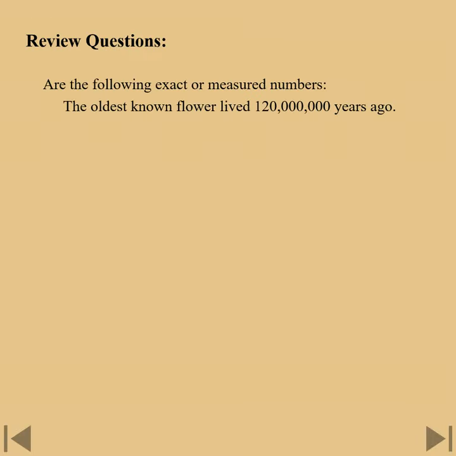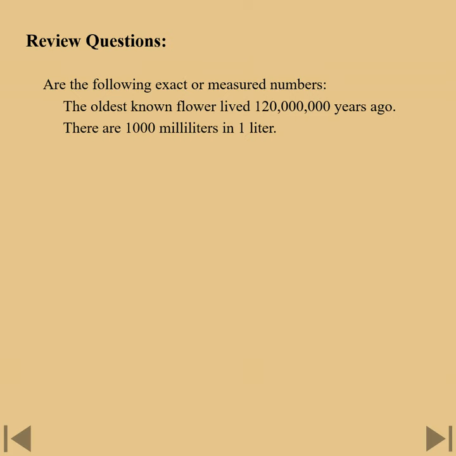Okay, let's get warmed up with a little bit of review, and our first question asks, which of the following are exact or are they measured numbers? The oldest known flower lived 120 million years ago. Is that an exact relationship or a measured relationship? That's actually measured. There's 1,000 milliliters in 1 liter. Is that an exact relationship or a measured relationship? Well, that's an exact relationship.